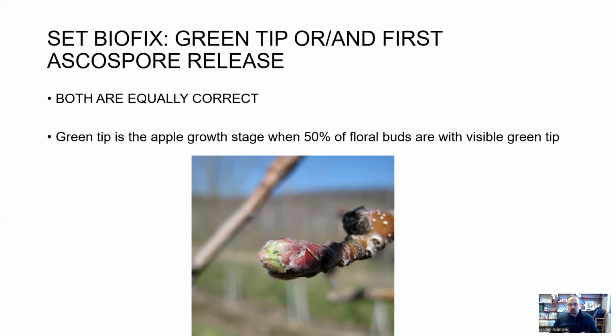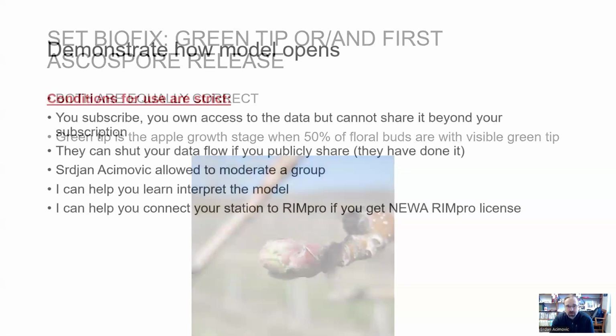And then I will probably call you, text you, or email you to work with you to set your biofix. Specifically, I would ask you, have you reached green tip on your earliest cultivar that is susceptible to scab? Let's get that date, and we would put it inside the model. So I need your password and your login as a consultant so that I can put that data in, because it's pretty tricky to get all these dates incorporated into the model. RIMpro has been telling me that both biofixes, the green tip and the first ascospore release, are equally accurate. I have been using 50% floral buds at green tip as a biofix in the last 3 years, and I haven't seen much difference myself.